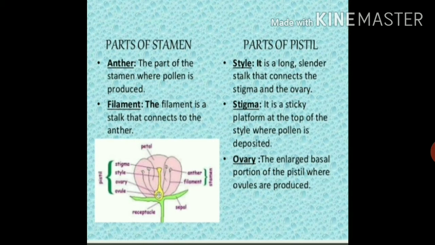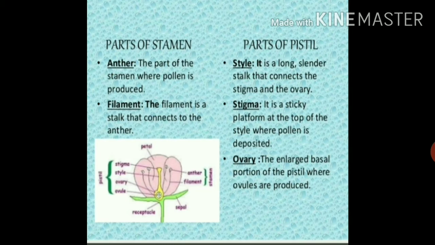Style. It is a long slender stalk that connects the stigma and the ovary. Stigma. It is a sticky platform at the top of the style where pollen is deposited. Ovary. The enlarged basal portion of the pistil where ovules are produced. So it means that ovules are produced inside the ovary.